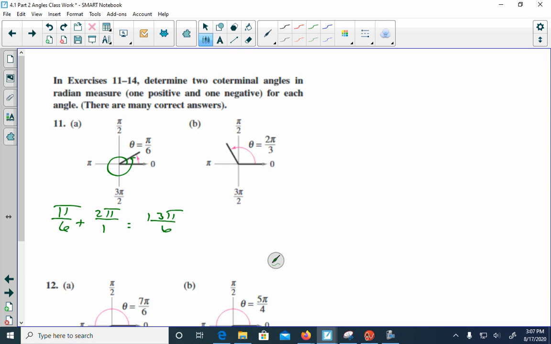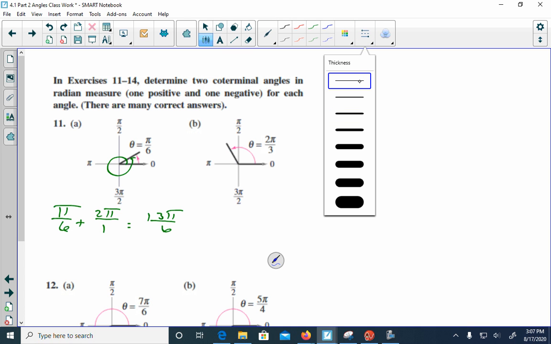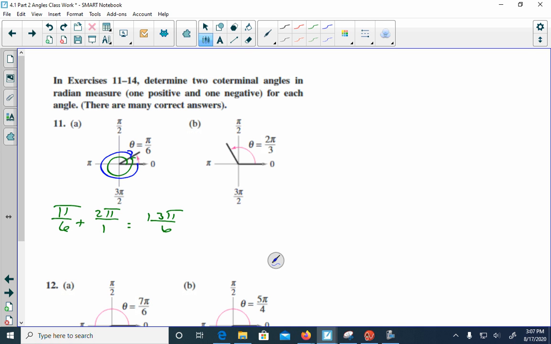To find a negative coterminal angle, I'm basically going to do the same thing, except instead of adding 2 pi, I'm going to go the other direction. So instead of going up, I'm going to go down, so the angle I'm adding here would be negative 2 pi. I'm going to take pi over 6 and subtract 2 pi over 1, common denominator, put it in my calculator, and I get negative 11 pi over 6. So those are my two coterminal angles. One is positive, one is negative.